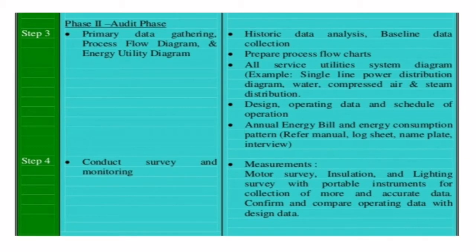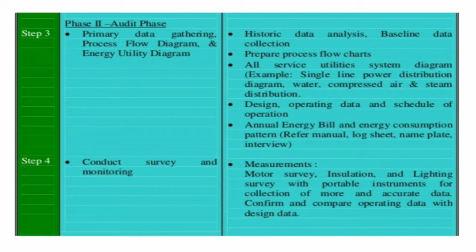From step 3 we will have phase 2, that is the audit phase. Step 3 is primary data gathering, process flow diagram and energy utility diagram. So the purpose and the result is historic data analysis, baseline data collection, preparing the process flow chart, all service utility system diagrams, for example single line power distribution, all the assembly lines, all such things, design operating data and schedule of operation, annual energy bill and energy consumption pattern.